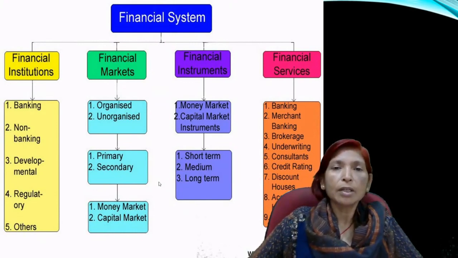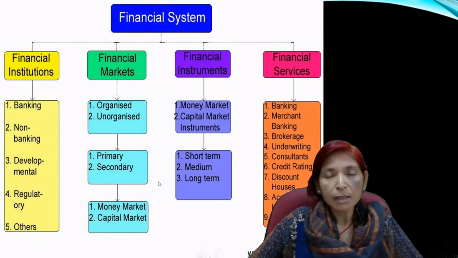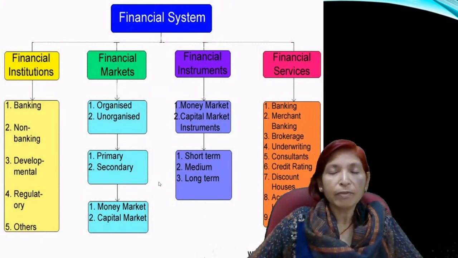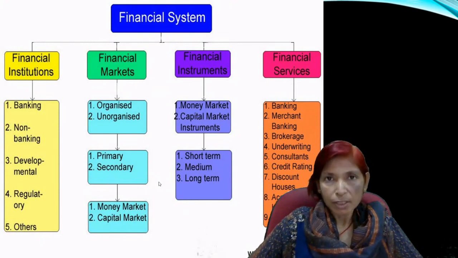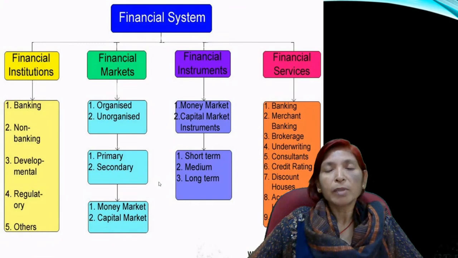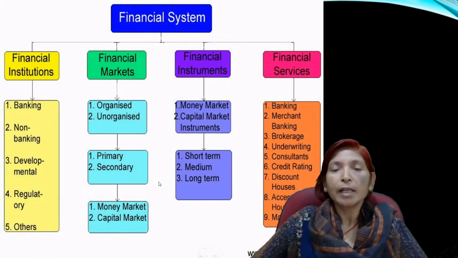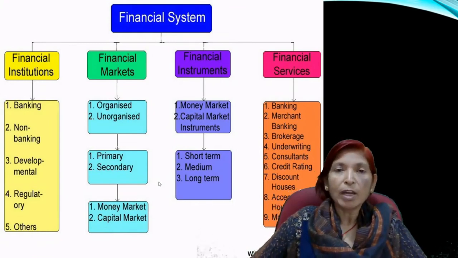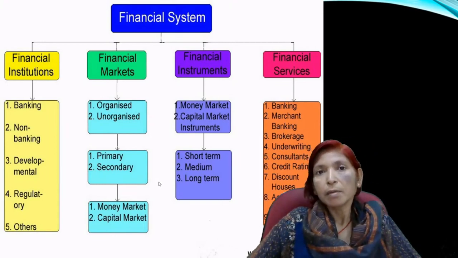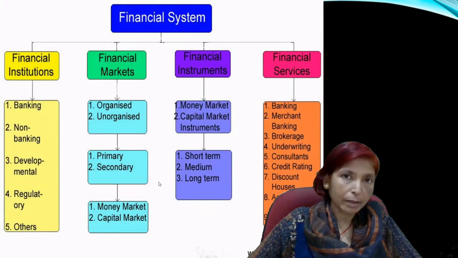So a bank is an institution which plays the role of an intermediary, taking money from the lenders and giving it to the borrowers. In between, the bank gets a profit, because when the bank takes money from the savers, it gives a lower rate of interest, and when the bank gives that money to the borrowers, it charges a higher rate of interest.